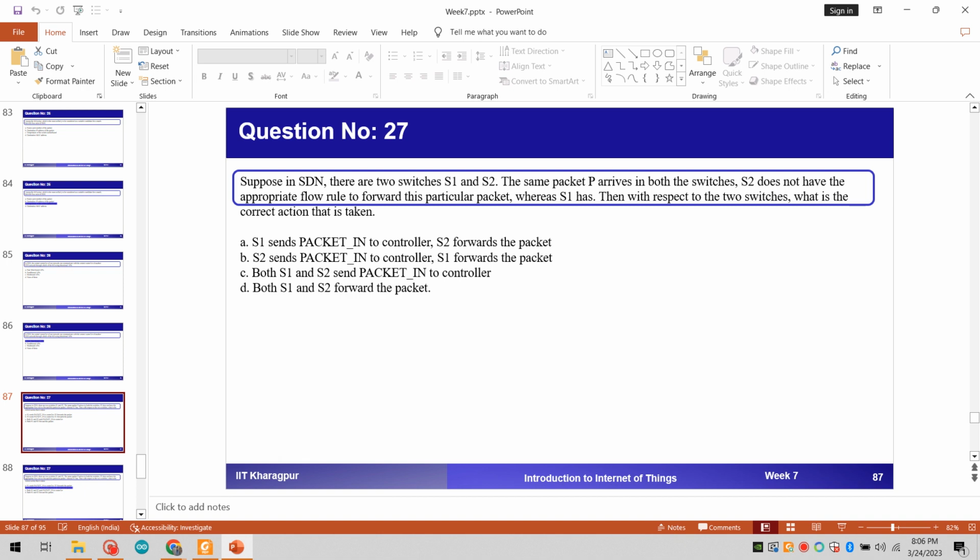No. See, basically what happened is, S1 is a switch which has the flow rule and S2 does not have. So S1 has the flow rule, it has the information on how to forward the packet. So it will directly forward the packet to S2. Now S2 does not have any information or flow rule related to the flow of that packet. So it will send the packet-in to the controller so that it can get the information about the flow from the controller. So S2 sends the packet-in to the controller and S1 forwards the packet. So correct option is B. Fine.